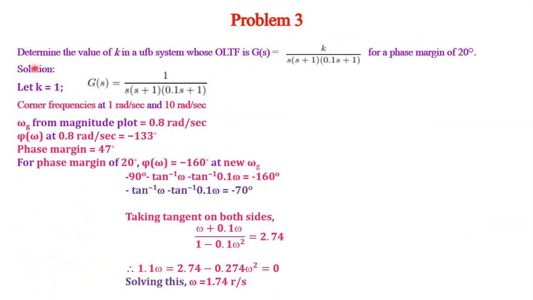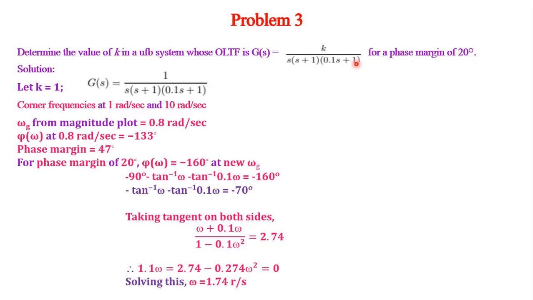One more problem. Determine the value of gain K in a unity feedback system whose open loop transfer function is this, for a phase margin of 20 degree. In the second problem and in its previous lecture, first problem, we have seen how to obtain the gain margin and phase margin from the transfer function. Now phase margin is given, or gain crossover frequency is given. How to determine the gain in such a way that phase margin is 20 degree.